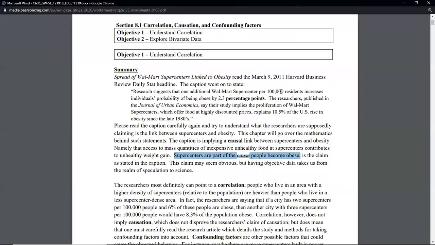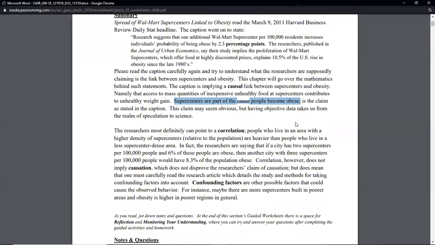This claim seems obvious, but having objective data takes us from the realm of speculation to science. So we're going to look at some data and see if we can link these together or not. Maybe there's something else going on. How much more do I need to read of this? Most definitely can point to a correlation. So there's definitely a correlation. You can very easily find correlation with a lot of things. Again, causation is the key.